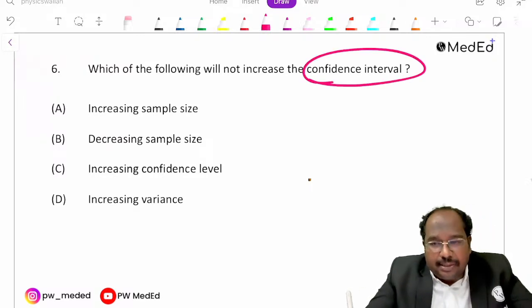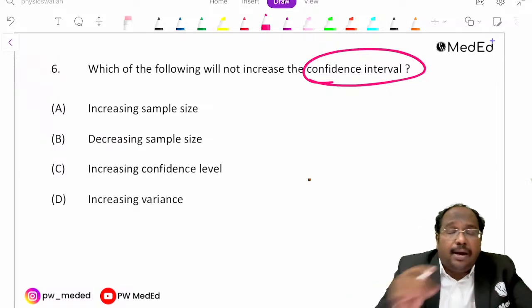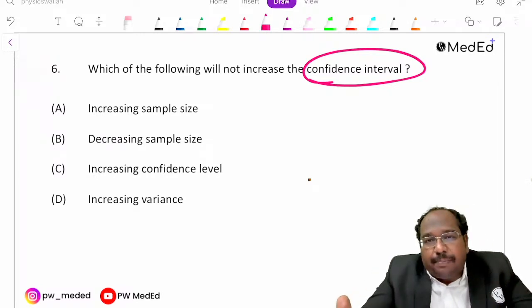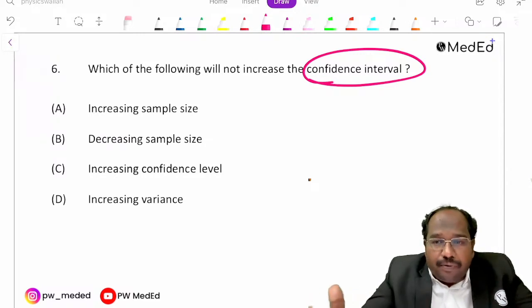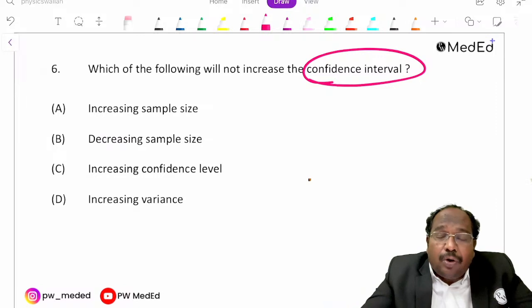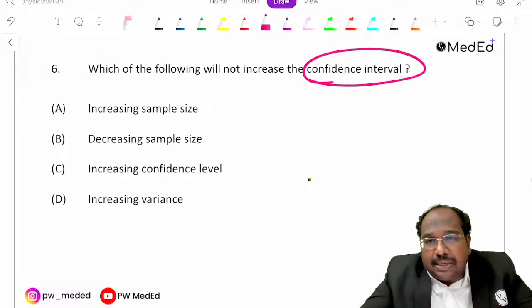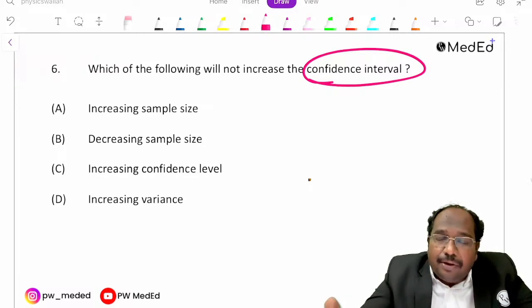Whenever we are doing research, suppose I am finding the prevalence of anemia. In my research, I do my study in a sample. The prevalence of anemia is, let us say, 40%, for all the adolescents in a particular state or town. I can't say that for the whole population the prevalence of anemia is exactly 40%. So I will give my result in the form of a range called the confidence interval.